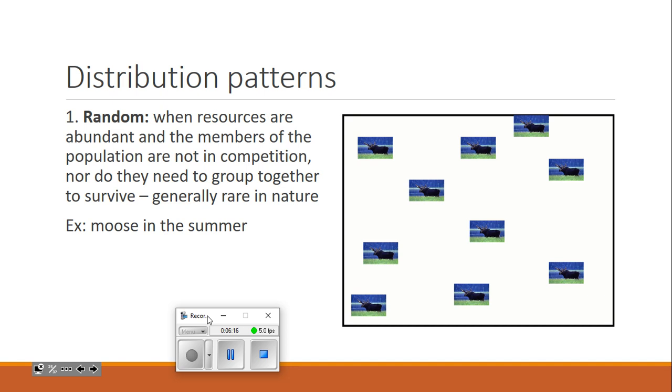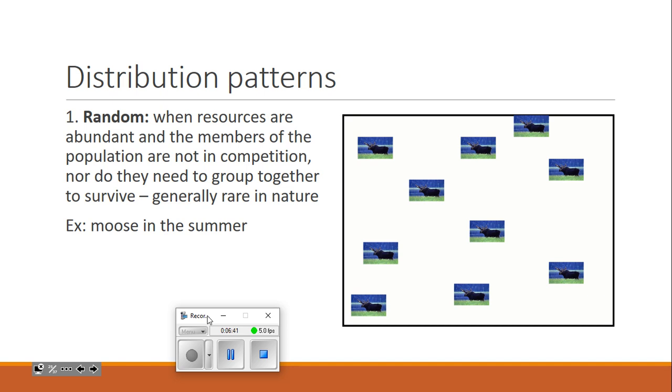In all of these pictures, I've got this square, and each little picture is supposed to represent an organism. Those are little pictures of moose, and I just copied the same picture over and over again so that there were a bunch of them. The first pattern is called random. When would you see organisms distributed randomly? Well, it's when there are lots of resources.